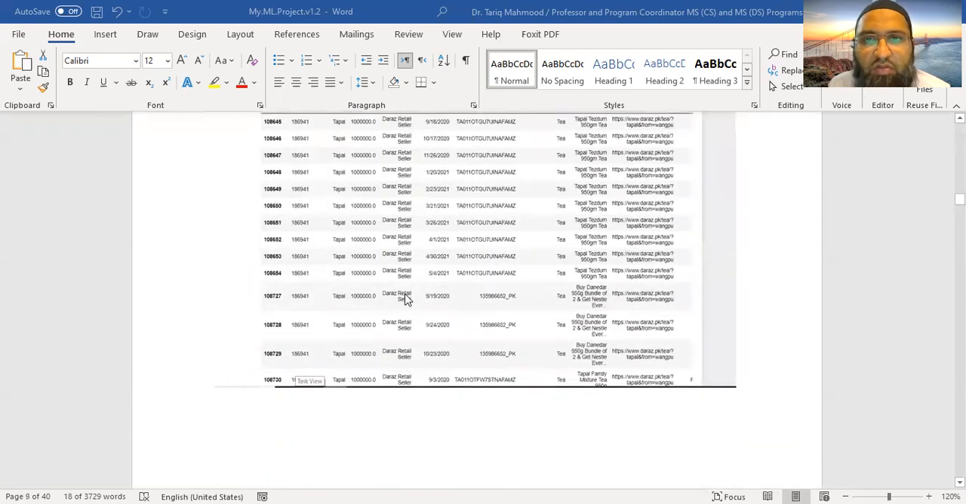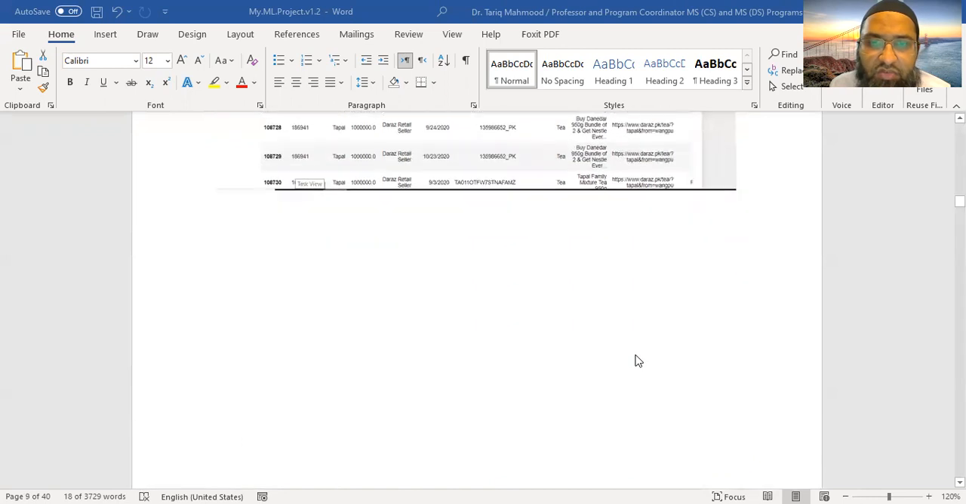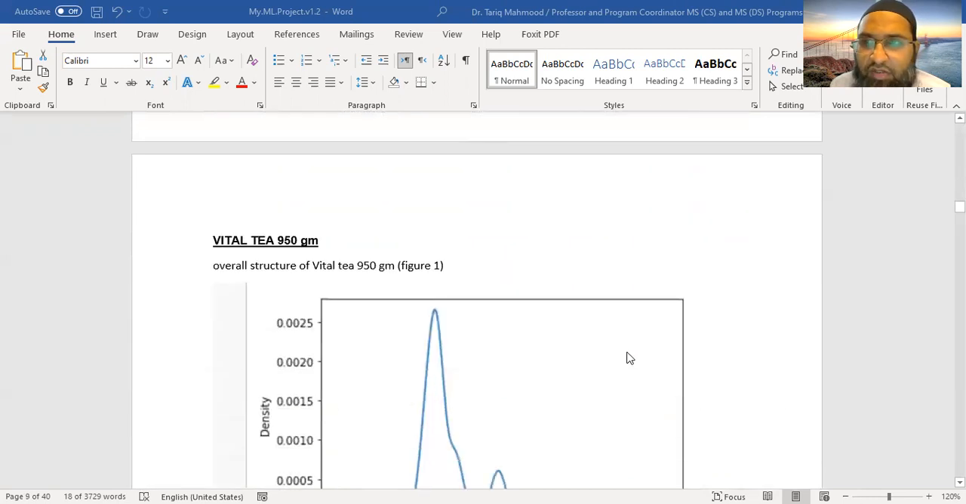So this is a snapshot of the data set. You can see that we have brand ID, brand name, seller ID, seller name, the capture date, product SKU. So it's pretty complicated. This is the product name, the page URL, etc. So it's just a small snapshot. Obviously, I told you we can't show you the real data.